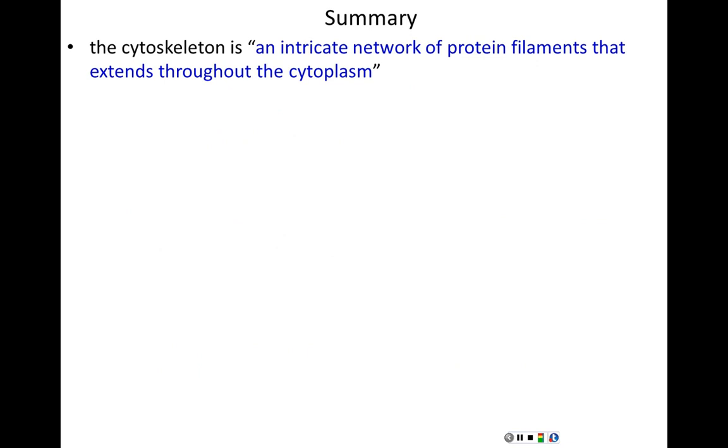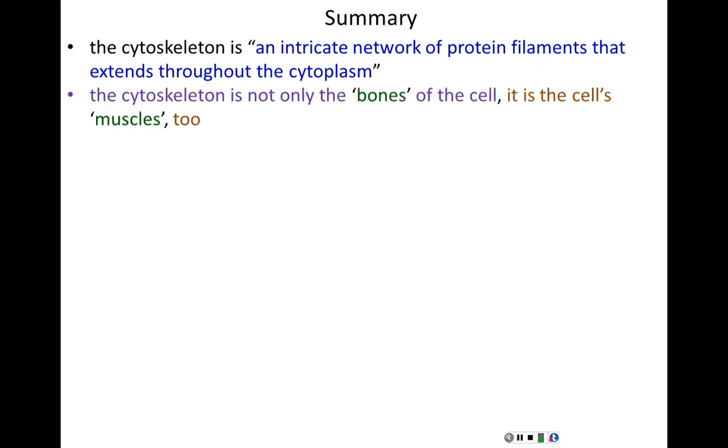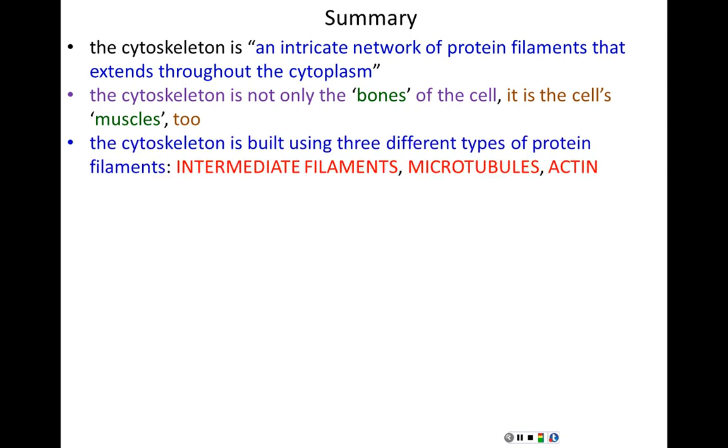So, what did we talk about today? Well, we started off with the basics. The cytoskeleton in its totality is essentially an intricate network of protein filaments that come together, forming an extensive network throughout the cell, throughout the cytoplasm. The cytoskeleton is structural. Yes, it is the scaffolding of the cell. It is the skeleton of the cell, but that's not all it is. It is also the cell's muscles. The cell can move and change its shape due to the dynamic nature of the cytoskeleton.